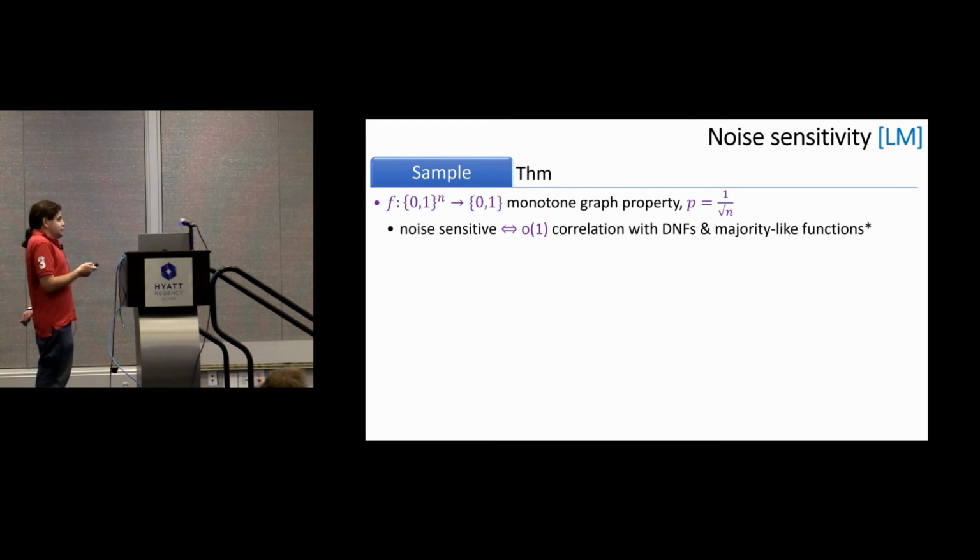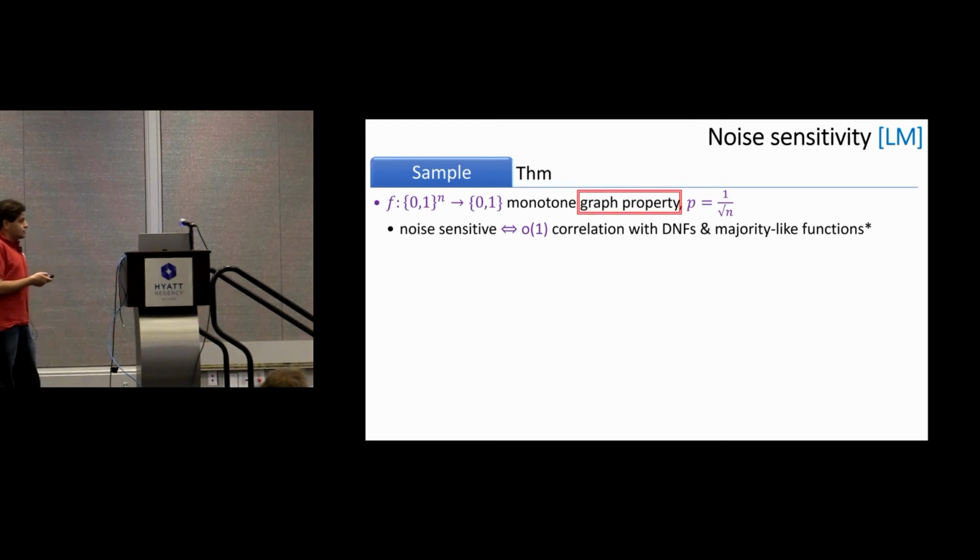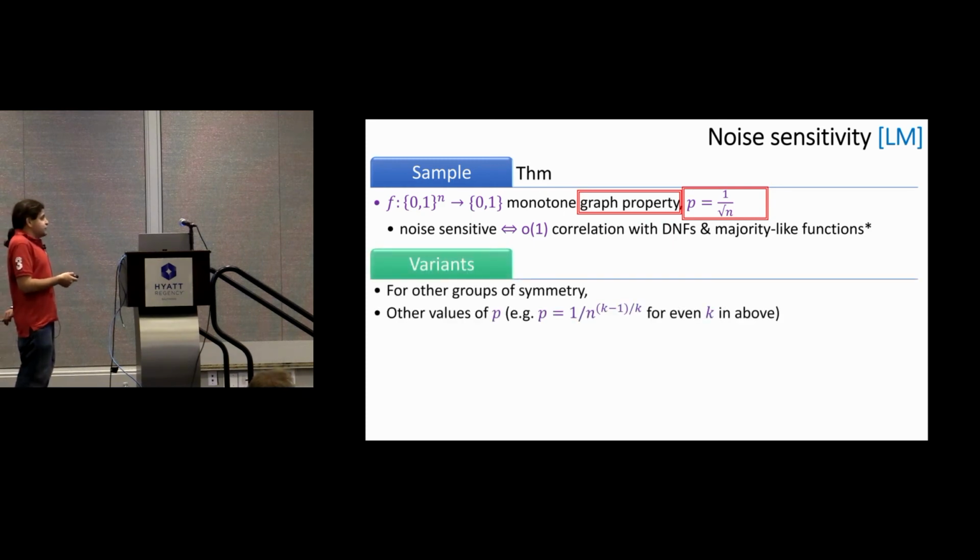Okay, but there are two weird things in this result. One of them is, why do you require the function to be a graph property? And secondly, why do you require P to be of this form? As I already told you, there are variants of these results, but there are two essential features. We really need a group of symmetries for our technique to go through. This is why graph property is useful, because it automatically gives you some group of symmetries, but you can do it with other groups.